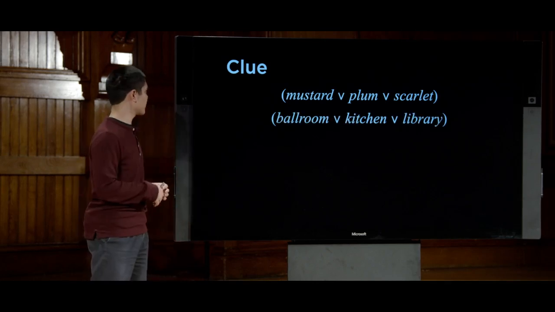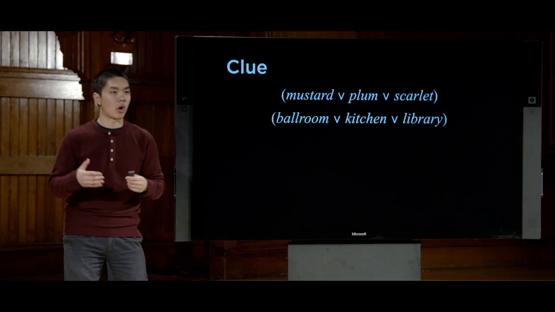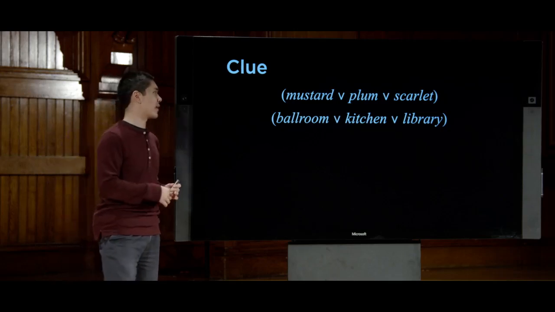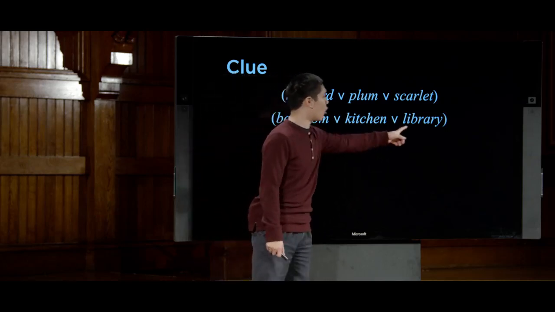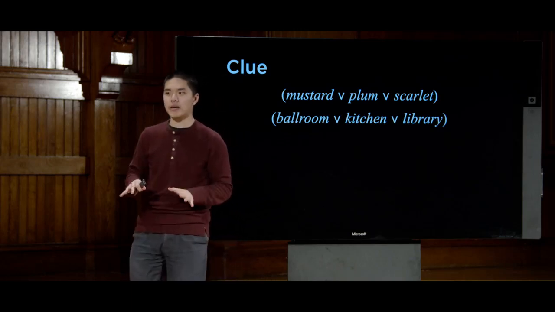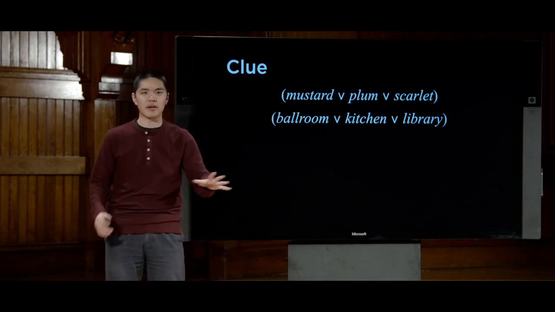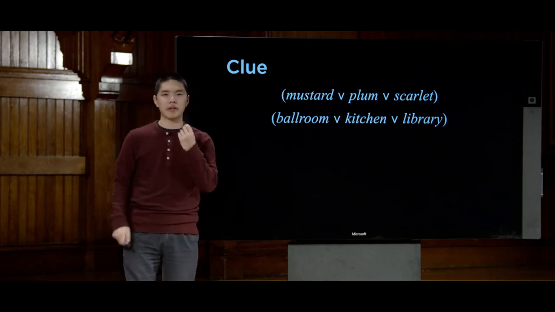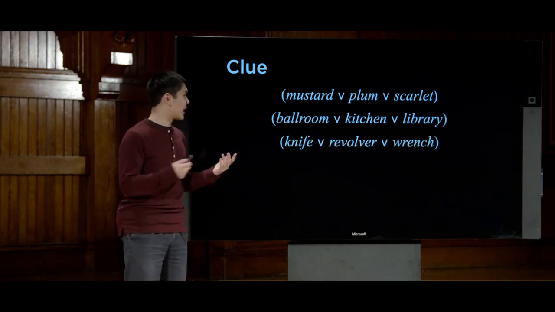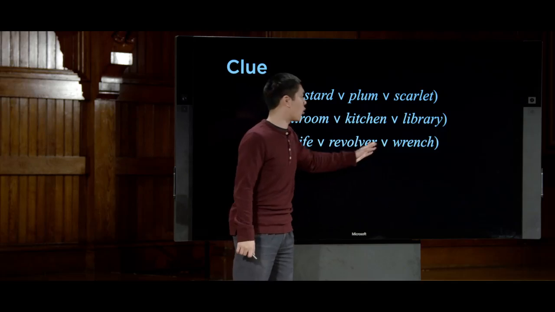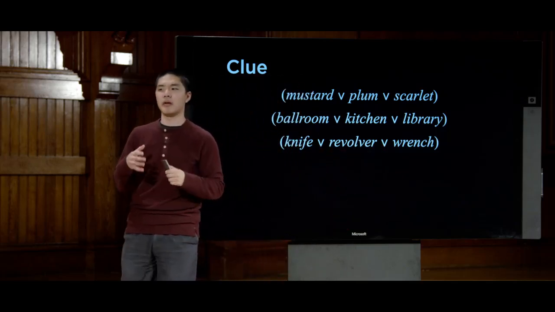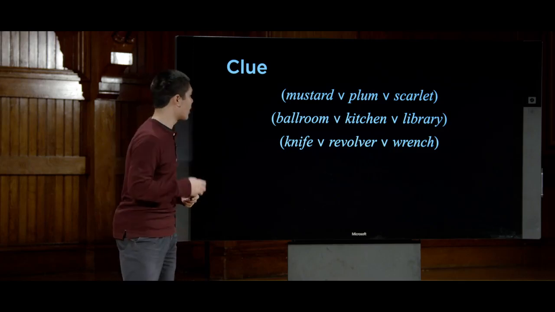What other information do we know? Well, we know that one of the rooms must have been the room in the envelope, that the crime was committed either in the ballroom or the kitchen or the library. Again, right now, we don't know which, but this is knowledge we know at the outset, that one of these three must be inside the envelope. And likewise, we can say the same thing about the weapon, that it was either the knife or the revolver or the wrench.